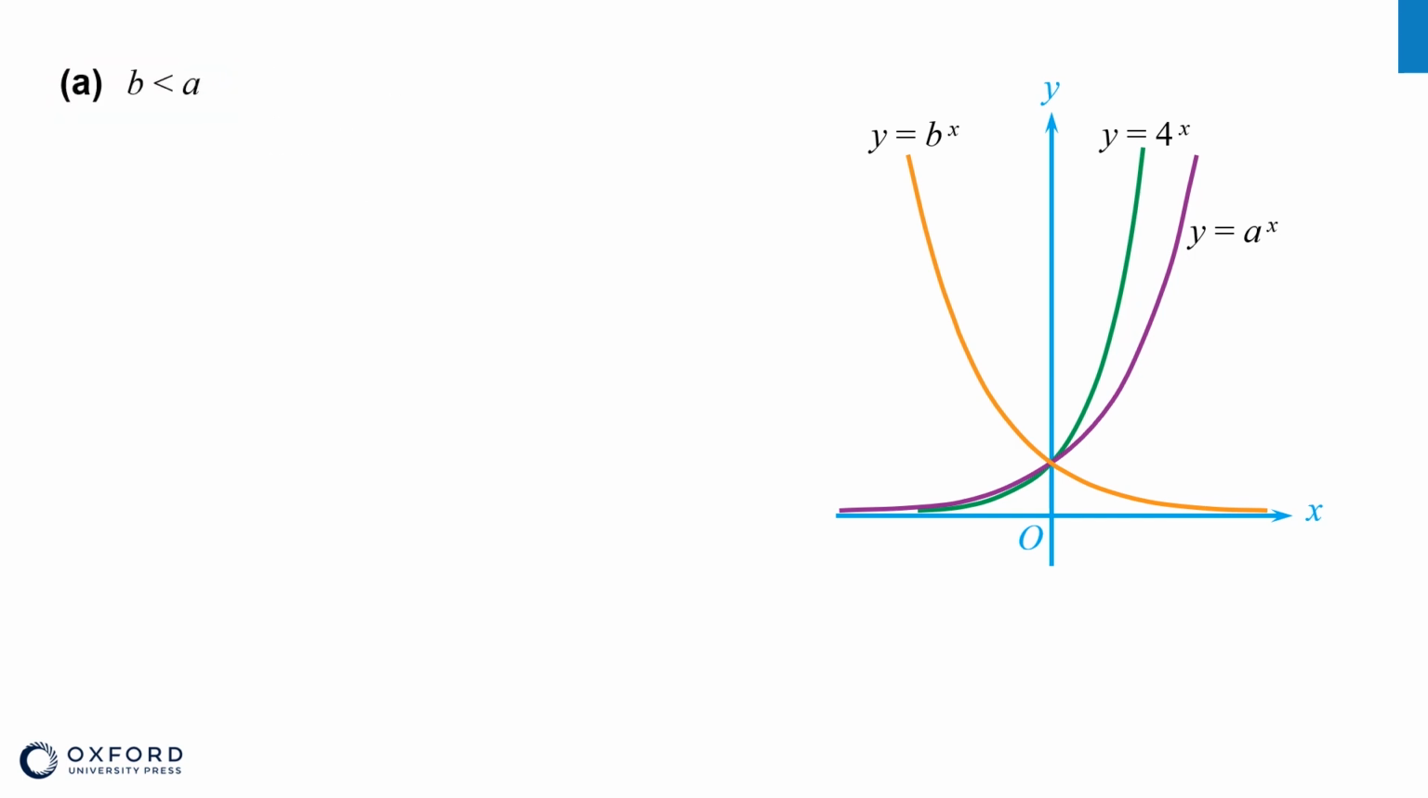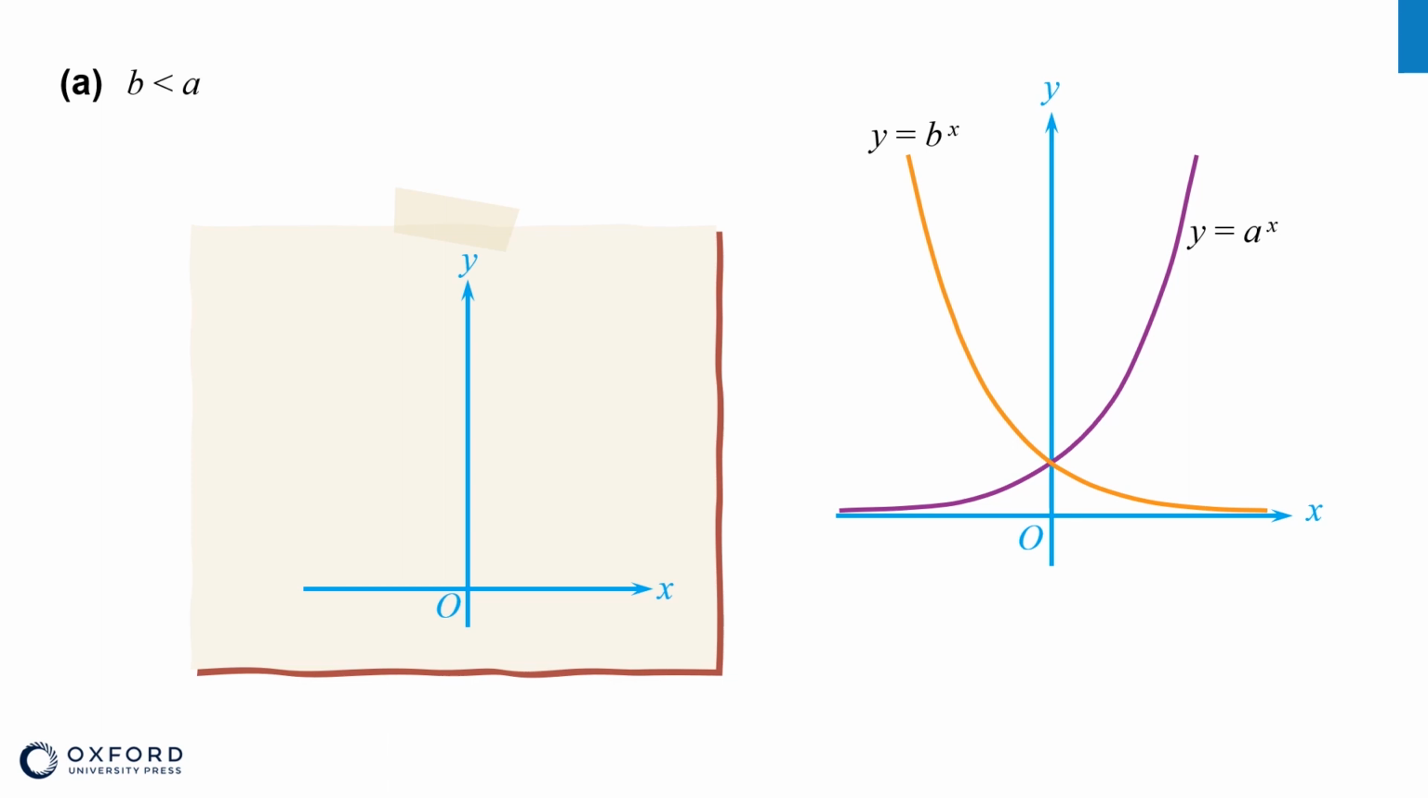Part A is b smaller than a. Let's focus on the graphs related to a and b. If you recall, the graph of an exponential function with a base greater than 1, for example 2 to the x, is always like this, sloping upwards from left to right. Doesn't the graph of y equals a to the x shape like this? Yeah, so we know a is greater than 1.